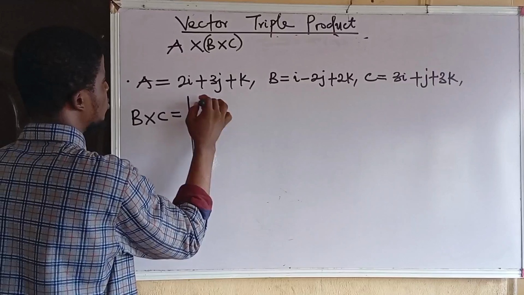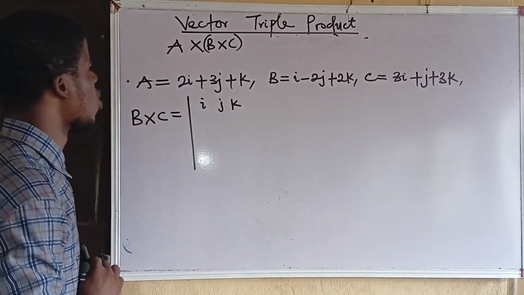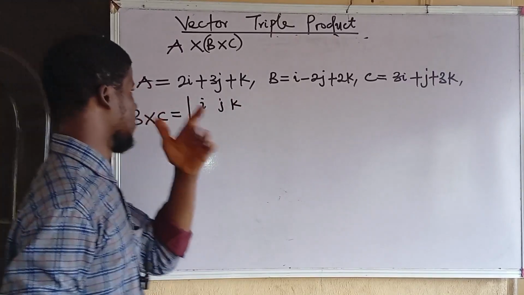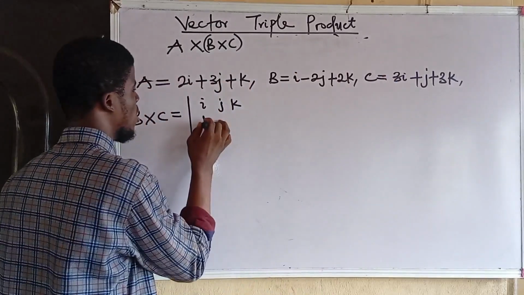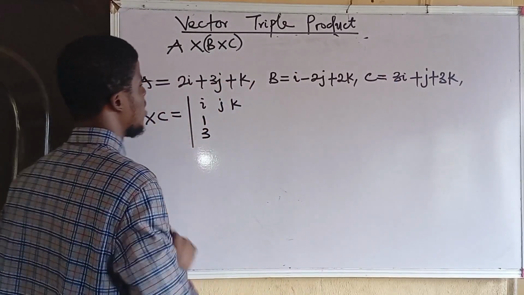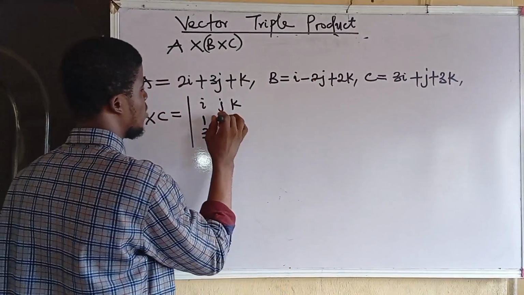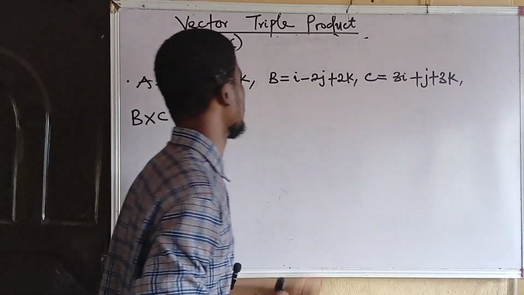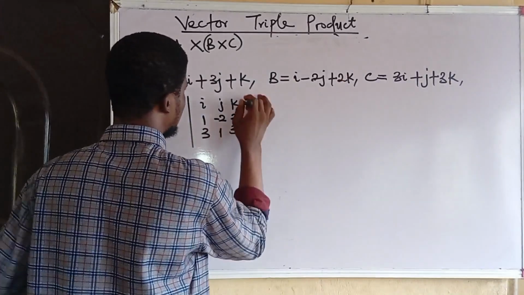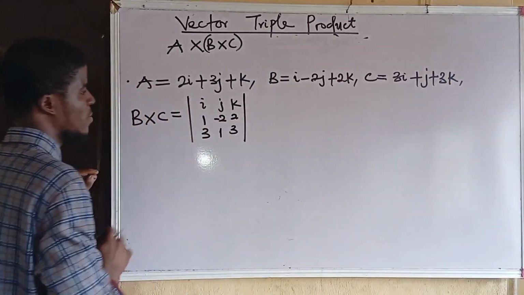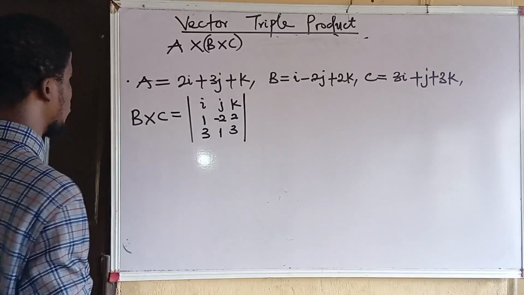We have the first row, I, J, and K. The coefficient of I for B and C, we have 1, we have 3. For J, we have -2, we have 1. For K, we have 2, we have 3. Okay, let's determine the determinant of this matrix. For the determinant of a 3 by 3 matrix, you know how we do it.